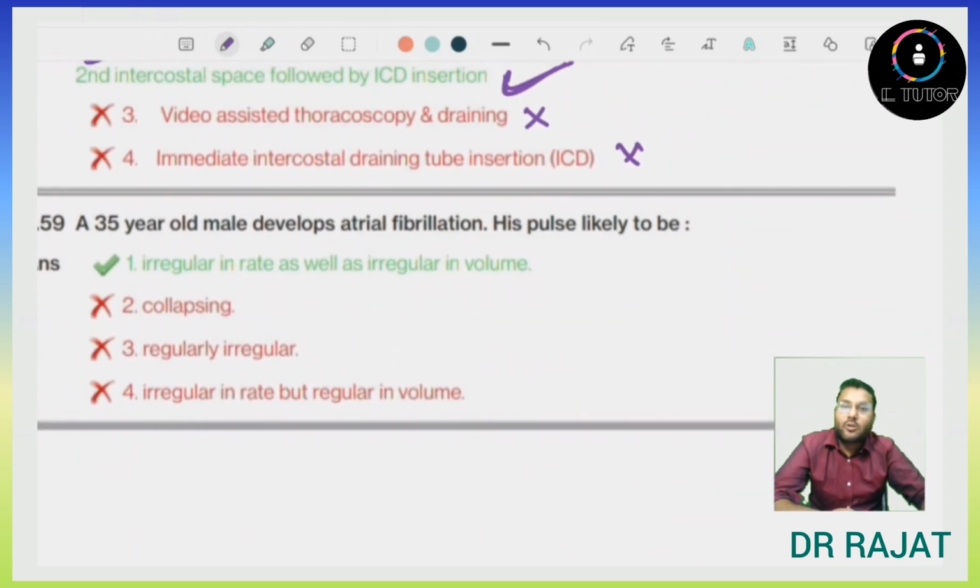A 35-year-old male develops atrial fibrillation. His pulse is likely to be... so in atrial fibrillation we know that irregular pulses are there. So first option, irregular in rate as well as irregular in volume. This is true. Collapsing, this is false. Regularly irregular, this is not true because we know that it is irregularly irregular. And irregular in rate but regular in volume, this is again false. So here our answer will be option number 1, that it is irregular in rate as well as irregular in volume.